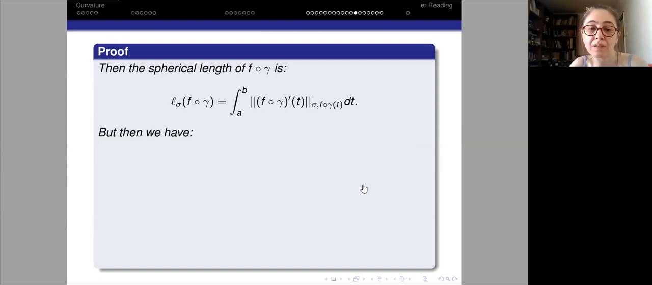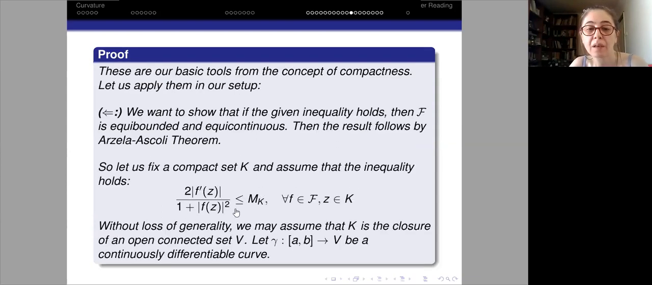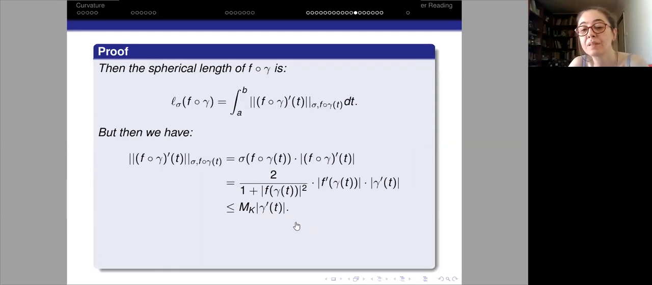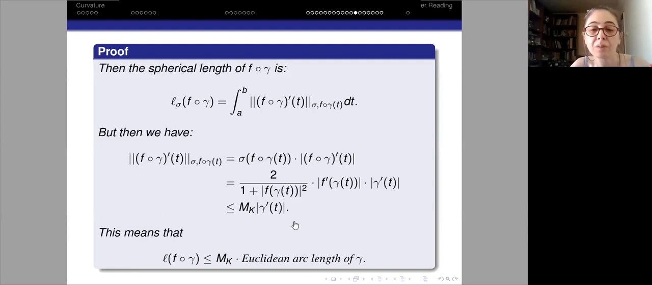for all z, if we have this inequality, it is true for all z, and it is true for gamma t as well. So this is less than or equal to M_K times the magnitude of gamma prime t. This means that the length of f of gamma is less than or equal to some constant M_K times the Euclidean arc length of gamma.